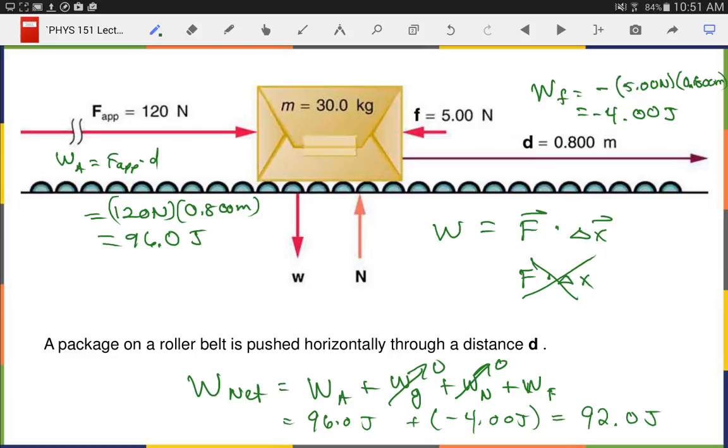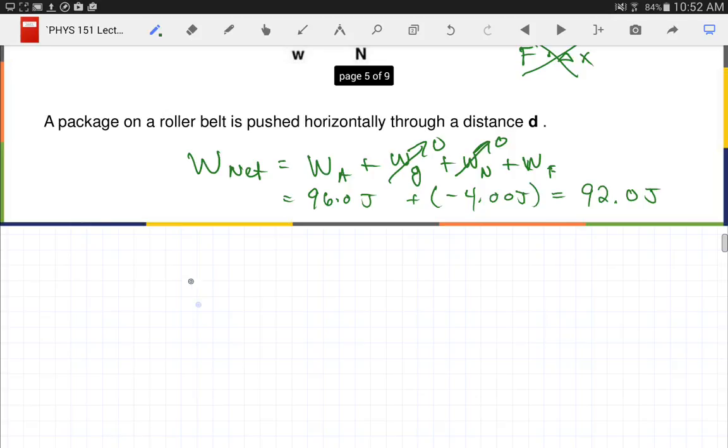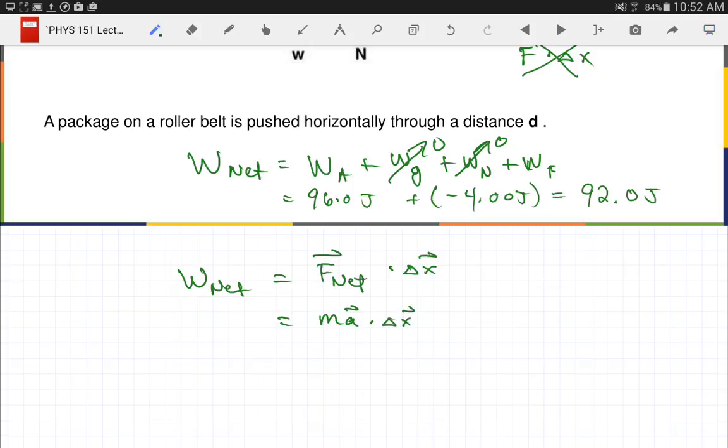Yes? So couldn't we have found the net force and just use that in our net work? Yes, we could have also said the net work is equal to the net force dot delta x. And so then I could have added up all the forces to find one net force vector. And in fact, when you go through the derivation for the equation for kinetic energy, that's what you do. You say, well, net force, that's equal to mass times acceleration according to Newton's second law, dot delta x.